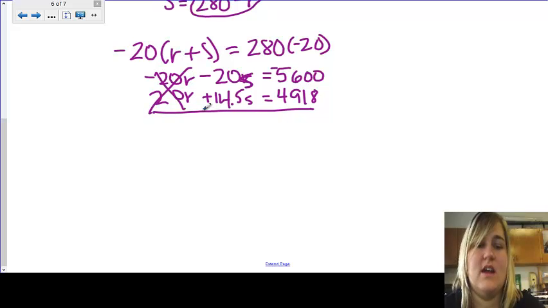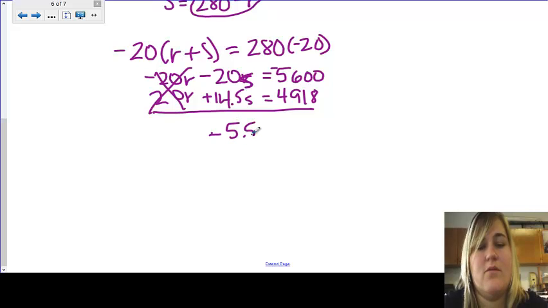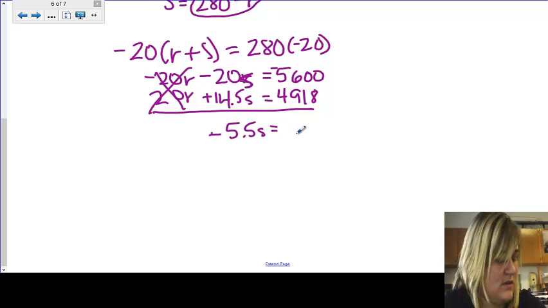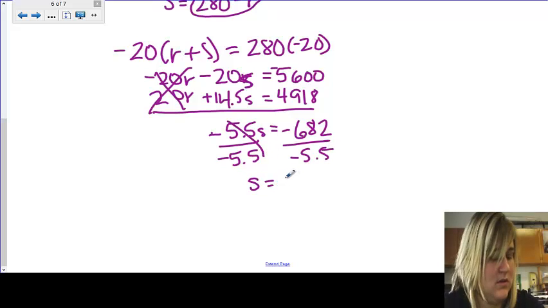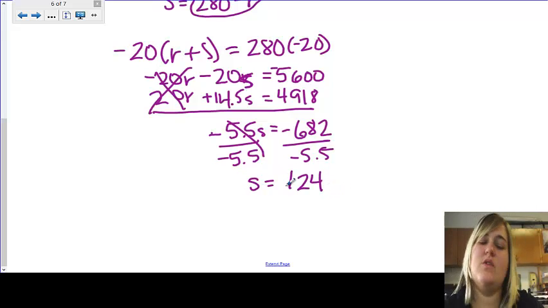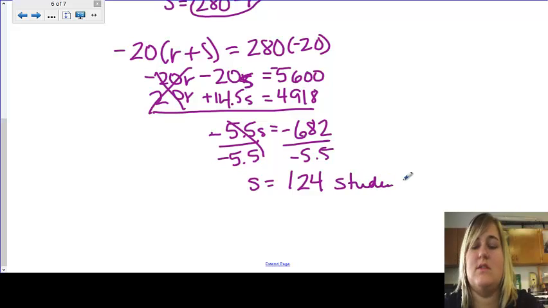I can see that these are going to cancel very quickly. And then I'm going to end up with negative 5.5S equals negative 5,600 plus 4,918 gives me negative 682. Divide by negative 5.5 on both sides. So I'm left with S equals 124. So this is 124 student tickets, and I believe that's what they asked for.